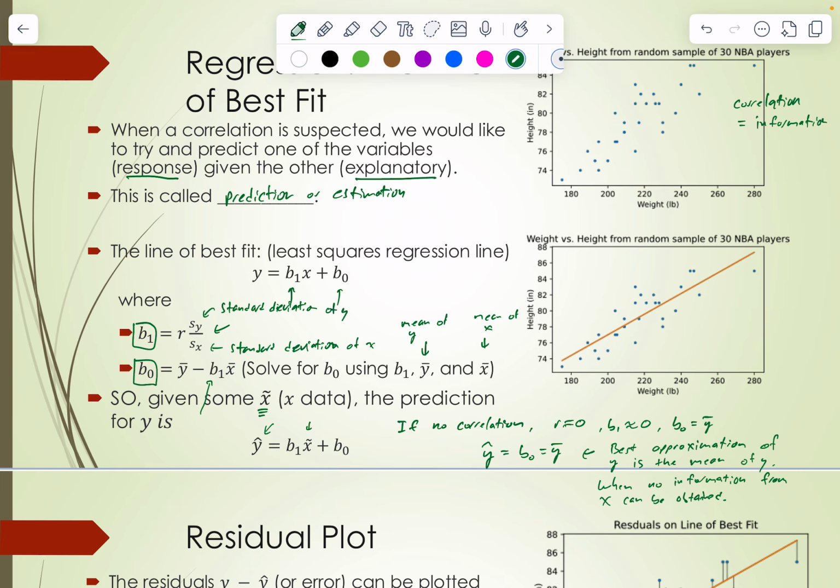So the best approximation of y is the mean of y when no information from x can be obtained. And so no correlation means no information from x. If there is a correlation, then you will have some slope, either positive or negative, and that slope is r.